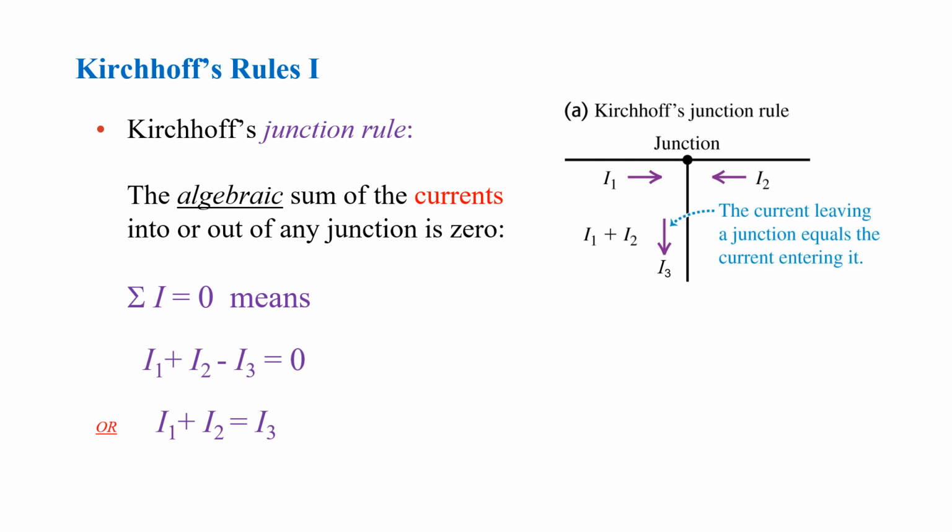Again, this is just a review of your Kirchhoff's junction rule. It states that the algebraic sum of the currents into or out of any junction is equal to 0. And we have your sign convention that currents entering your junction are positive, and currents going outside of your junction are negative. So for the sum of all your I for this junction here, you have I1 plus I2 minus I3, and that's equal to 0, or you have I1 plus I2 equal to I3.